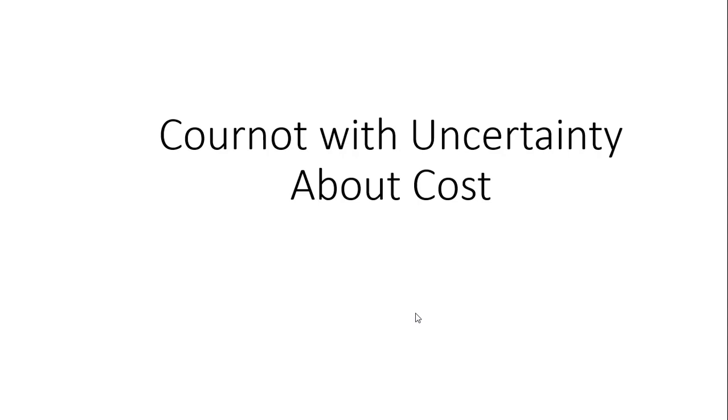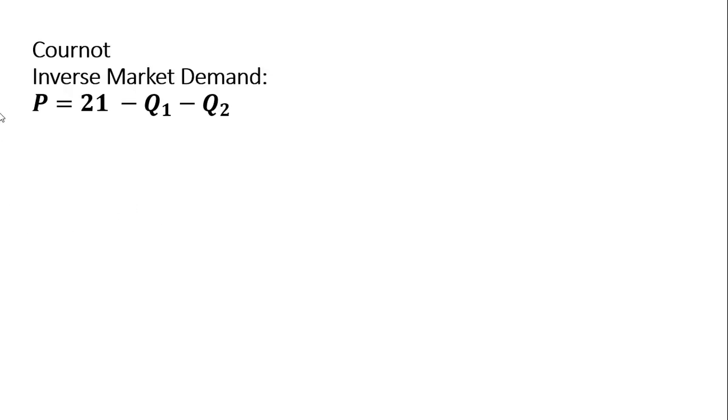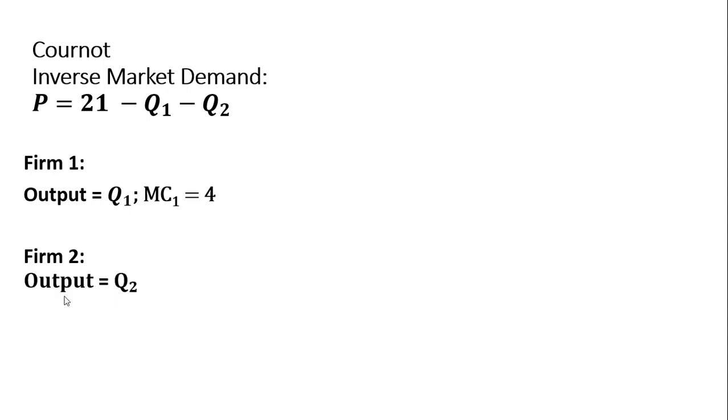Hello, in this video we're going to look at Cournot when there is uncertainty about firm cost. So here's our Cournot market. The inverse market demand is given by this equation. Firm 1's output is going to be represented by Q subscript 1. Firm 1's marginal cost, MC subscript 1, is $4, constant at $4. Firm 2's output is going to be represented by Q subscript 2.